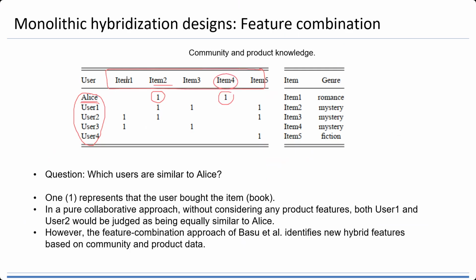So let's say I have the product knowledge. Item one, the genre is romance. Item two, the genre is mystery, and so on. And based on this information, now there is a question. Which users are similar to Alice? Okay, so this is also a question in the exam. If you have this data, what will you do for the similarity checking?